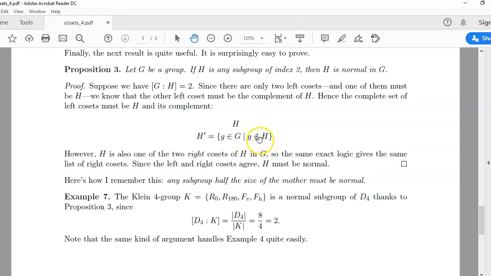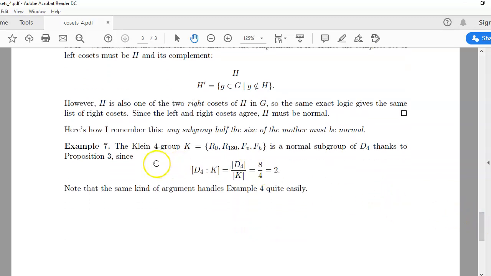So now you stop and you redo the same argument with right cosets. There's only 2 right cosets, right? The index is 2, but one of them must be H. Well, since one of the right cosets is H, the other right coset must be the complement. Well, that's the same list you had up here. So the left and right cosets agree, and therefore H is normal. Okay? So the way I remember this is any subgroup that's half the size of the parent has to be normal. That's what index 2 means.